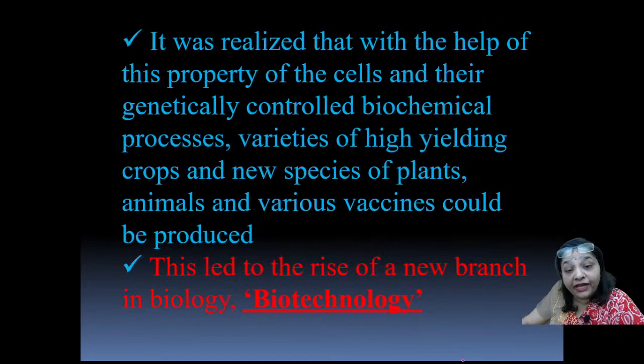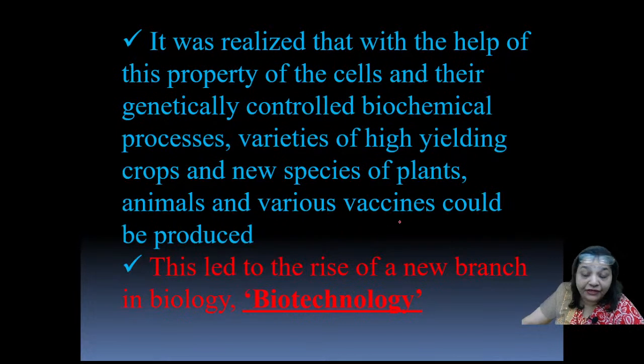So it was realized that with the help of this property, which property? The totipotent property of the cells and their genetically controlled biochemical processes, varieties of high yielding crops and new species of plants, animals, and various vaccines could be produced. This has led to the rise of a new branch in biology, and we term it as biotechnology.